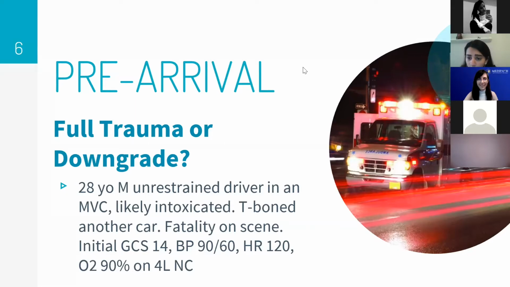A 28-year-old male unrestrained driver is intoxicated. He is T-boned by another car. There's a fatality on the scene. His GCS is 14, blood pressure 90/60, heart rate 120, oxygen is 90% on 4 liters of supplemental oxygen.